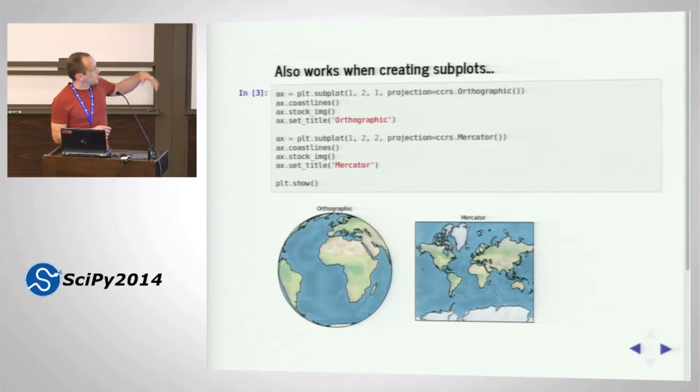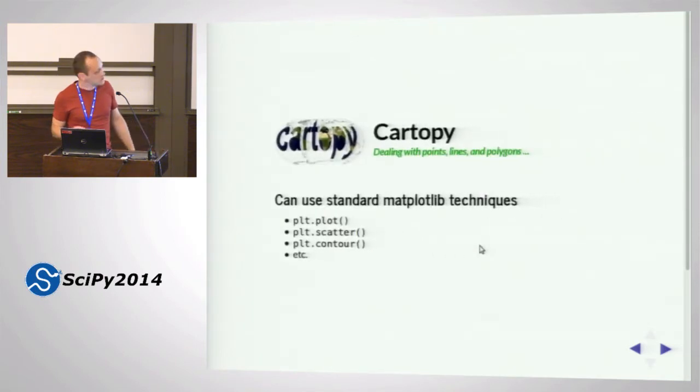So this projection keyword, this isn't ours. This is something that Matplotlib has anyway. You used to be able to do polar plots with this stuff, and we just generalized it so that you can now do slightly fruitier transformations. So it works with subplot in exactly the same way. There's no extra magic involved.